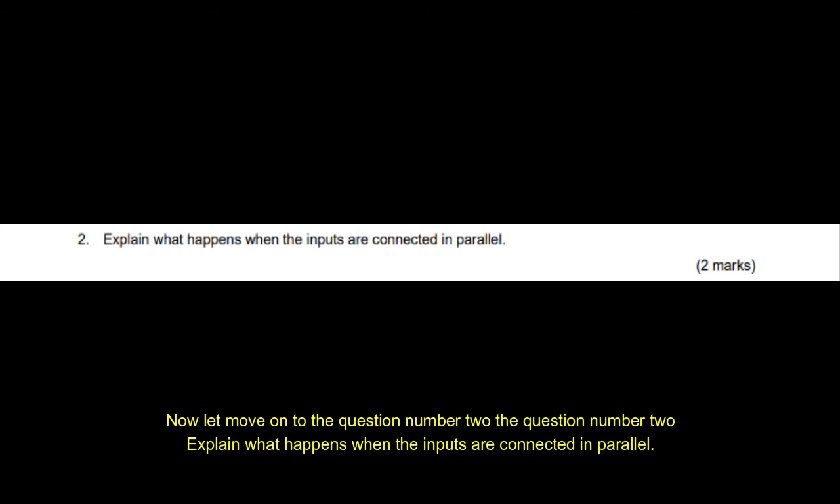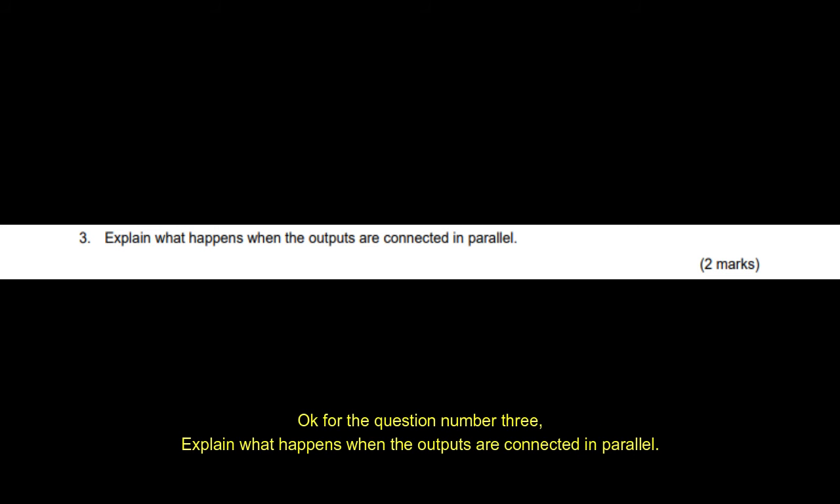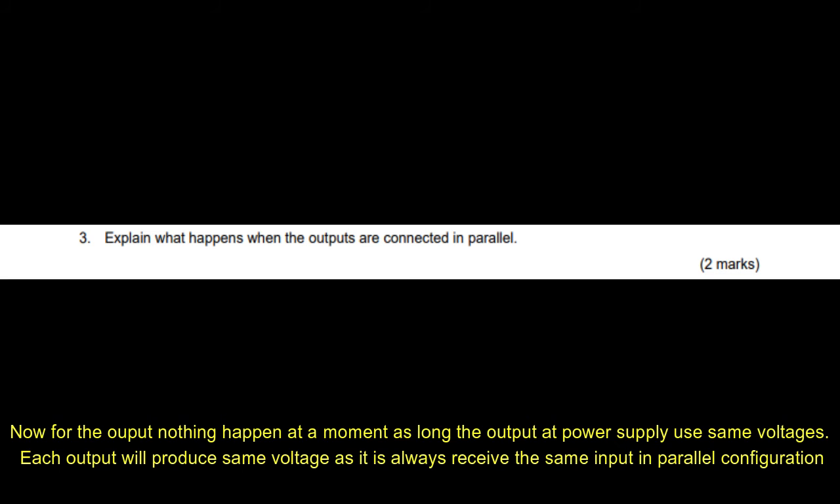Question number 2, explain what happens when the inputs are connected in parallel. The input of the circuit will become an AND gate. Both outputs will start to run at the same time when the current flows through it. Okay, for question number 3, explain what happens when the outputs are connected in parallel. For the output, nothing happens at the moment as long as the power supply uses the same voltage. Each output will produce the same voltage and it always receives the same input in parallel configuration.